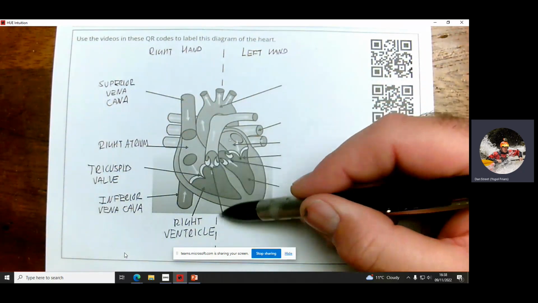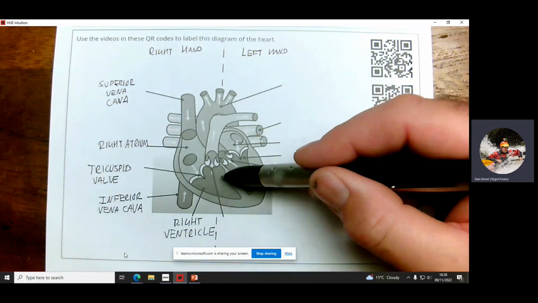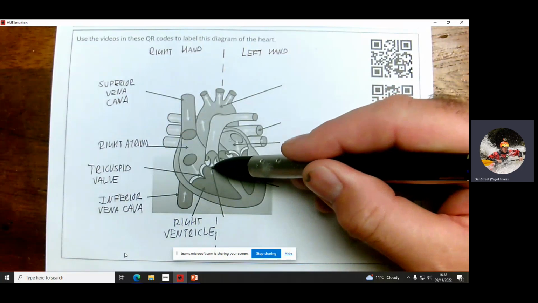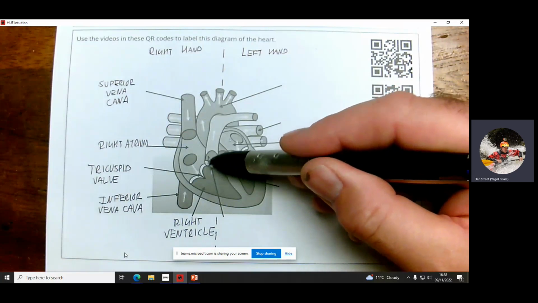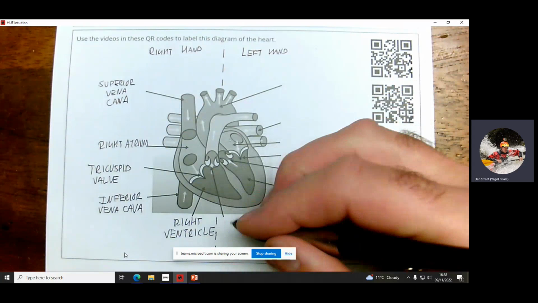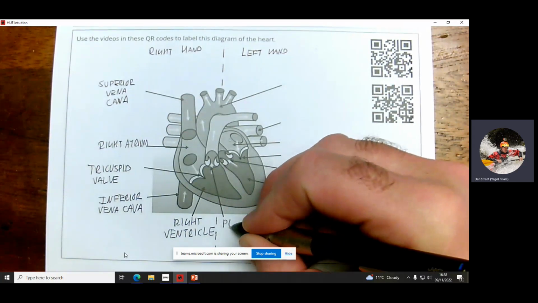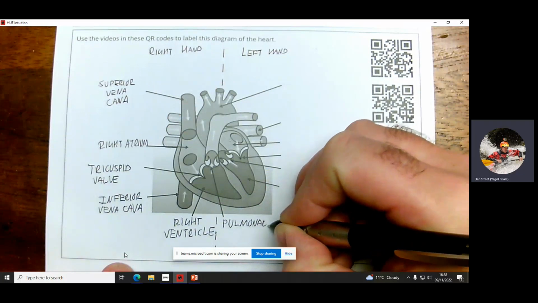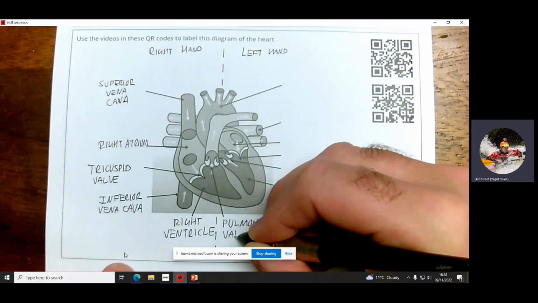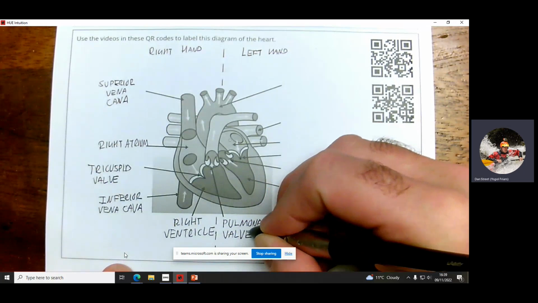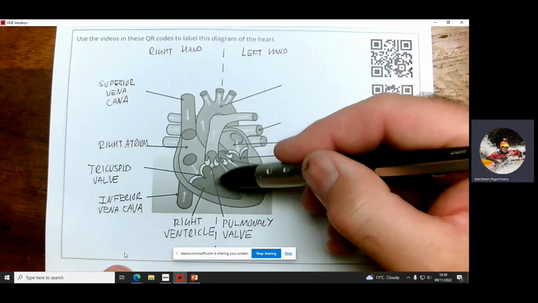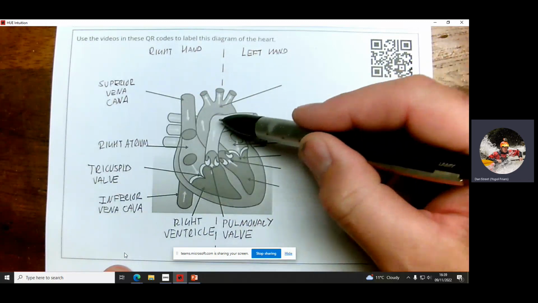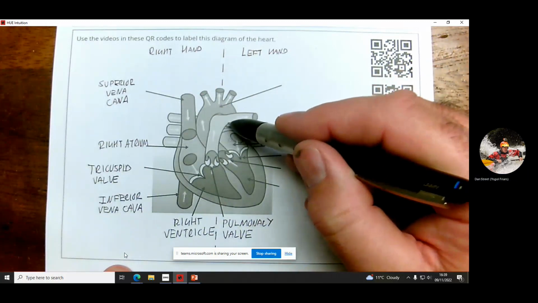Okay, now moving round, once the blood has filled up the ventricle, it is then pumped out through this valve here, towards the lungs. And because it's towards the lungs, this is known as the pulmonary valve. Pulmonary valve. And again, like all the valves, its job is to stop blood flowing back into the ventricle. And you can see that this splits into two blood vessels, which go off to the lungs.